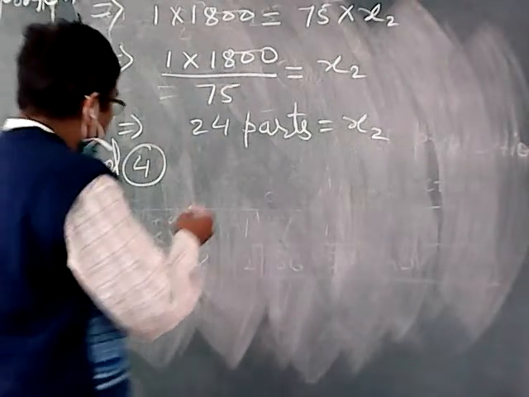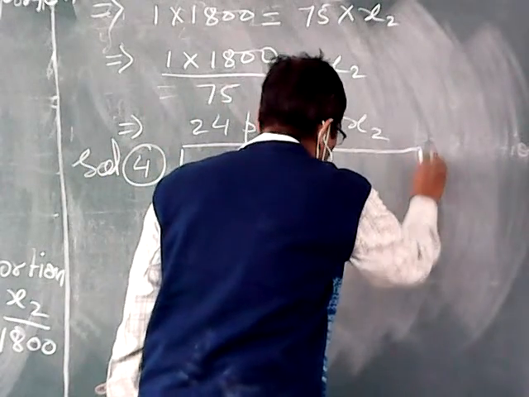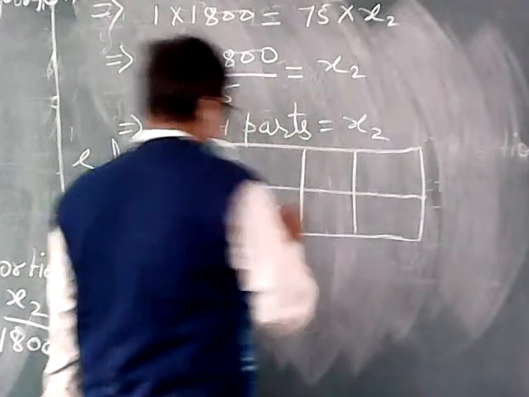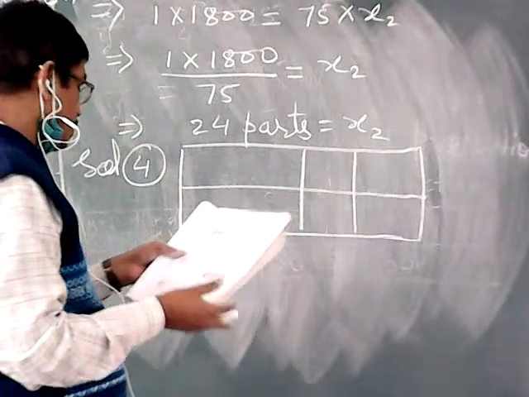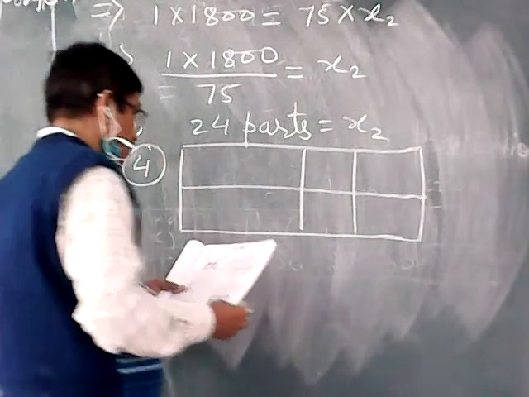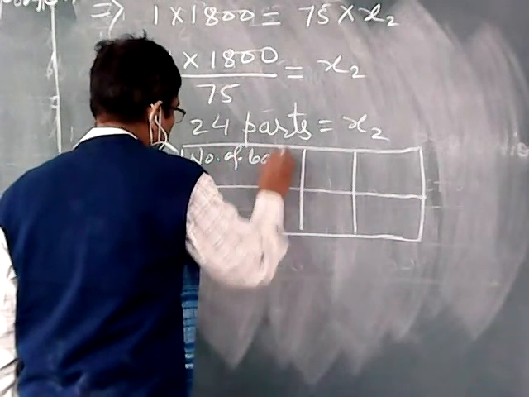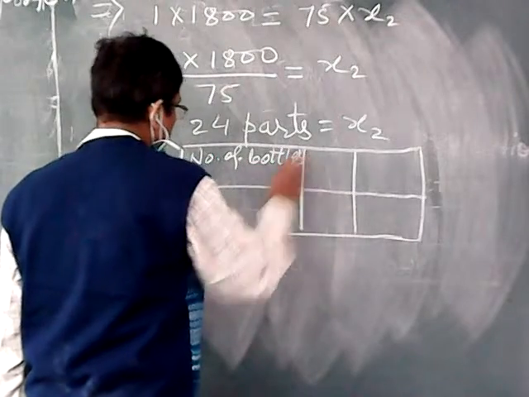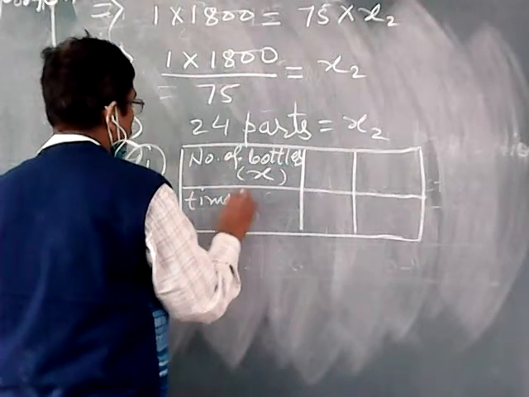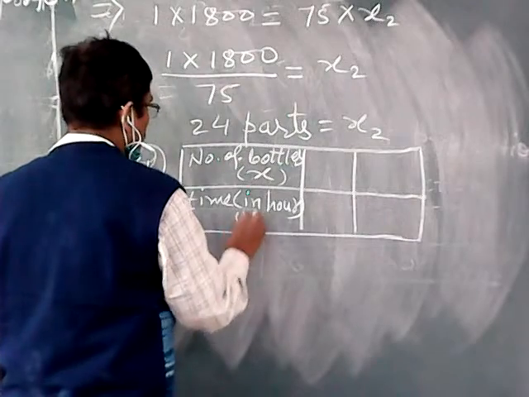So again we will make a box. Always, while solving this, we require making a table. So first is number of bottles, time in hours. Number of bottles, this is variable x, time in hours, measurement of time, this I have taken y.